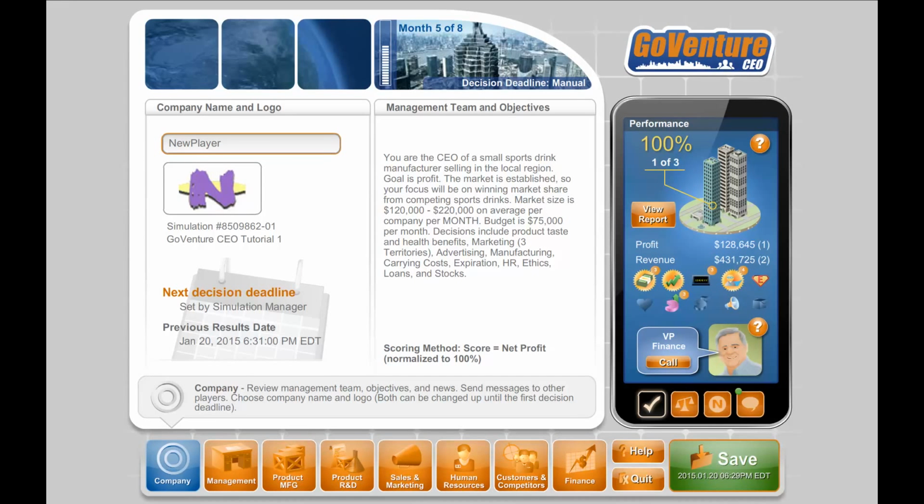This is the main game interface. The interface looks the same for all players. But it is important to note that because GoVenture CEO is so customizable by the simulation manager, many of the modules you will see in this tutorial may be somewhat different in your actual simulation. Some of the modules may be simplified or completely turned off and hidden.